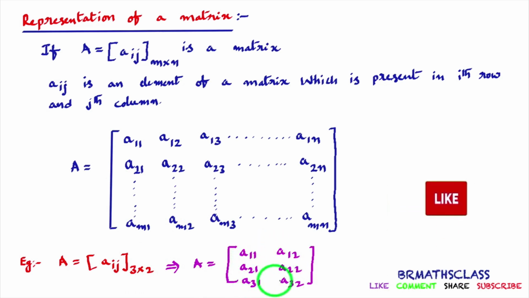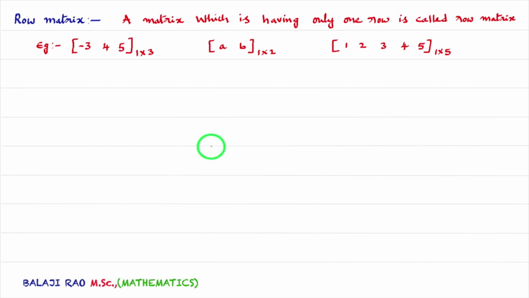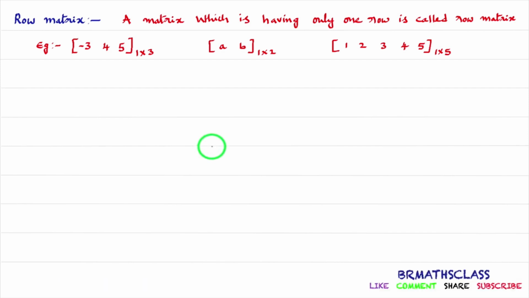So you can observe here 6 elements are there. Here this is the matrix of order m by n. Then how many elements will be present in this matrix? mn elements will be present in this matrix. I hope you understand this class. The definition of row matrix, the definition of column matrix, definition of square matrix, and the definition of rectangular matrix.